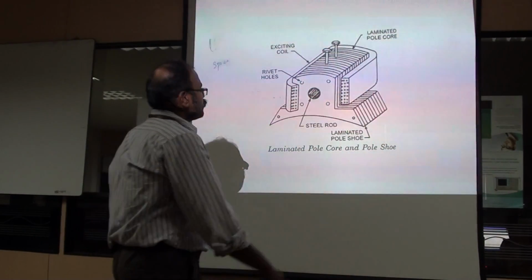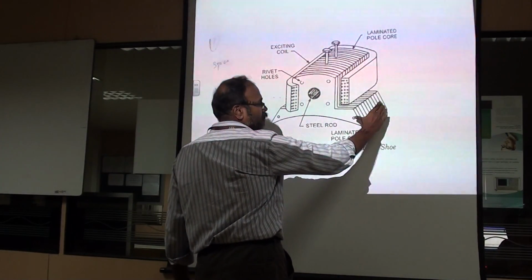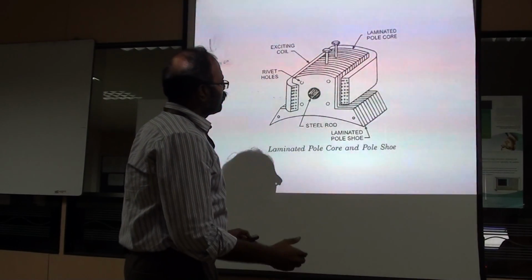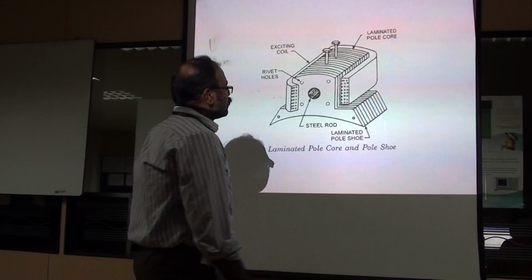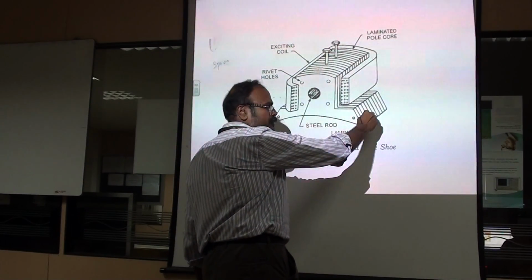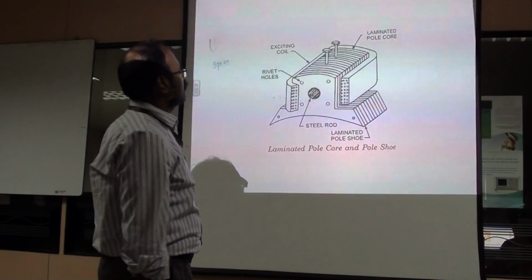around the periphery of your armature. So what do these lines represent? It means the pole core is not a solid structure. Instead, it is made up of a number of laminations combined together. And they are not electrically in contact. Each and every individual lamination is electrically isolated, but physically they are in contact.